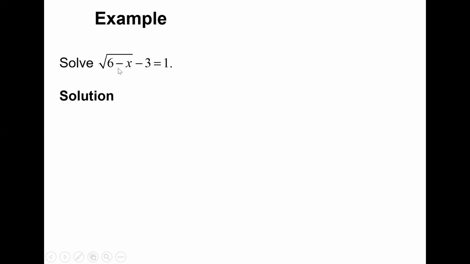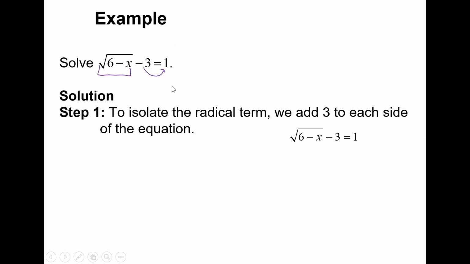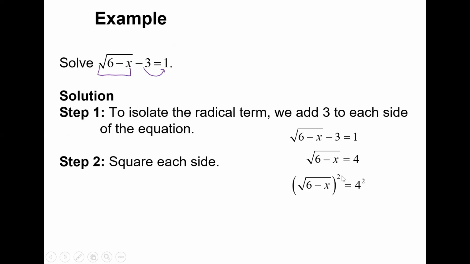All right, so first things first here. If we have this, we need to isolate the piece over here. We need to get this piece by itself. So what do we need to do? Well, we need to take that 3 over, so we're going to add 3. And if we do that, we get 4. Now we have a square root equal to 4, so we can square both sides. And when we do that, the square root drops. We get 6 minus x equals 16.